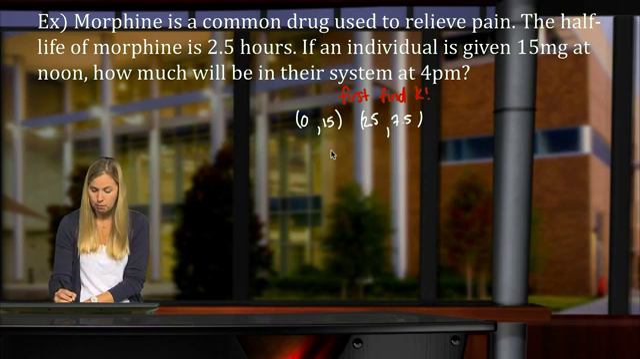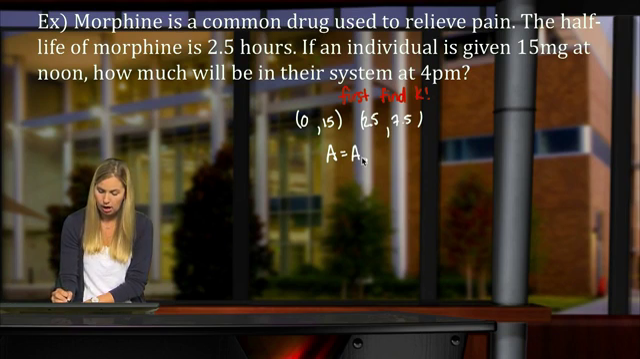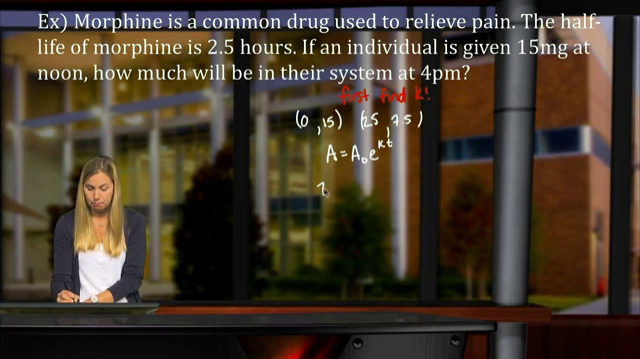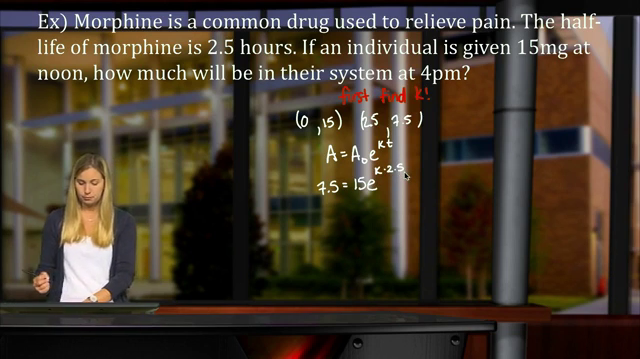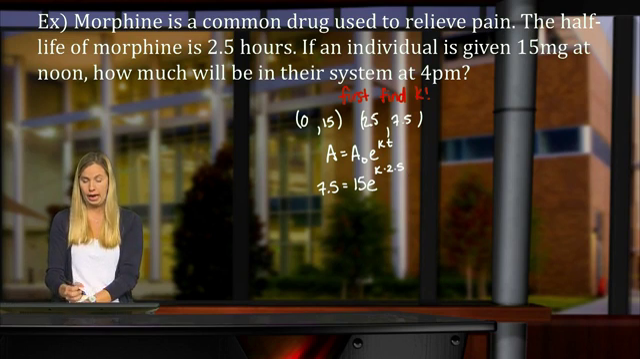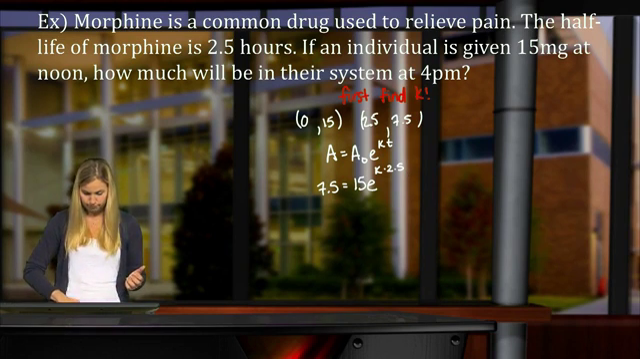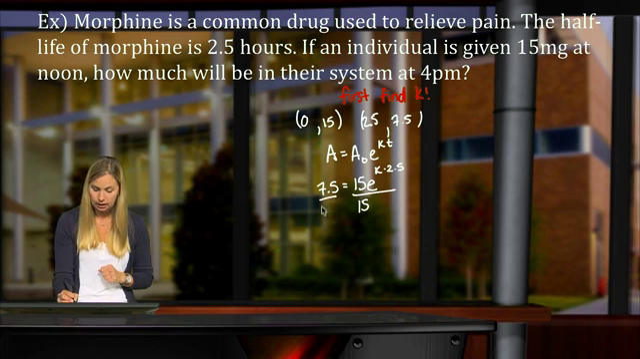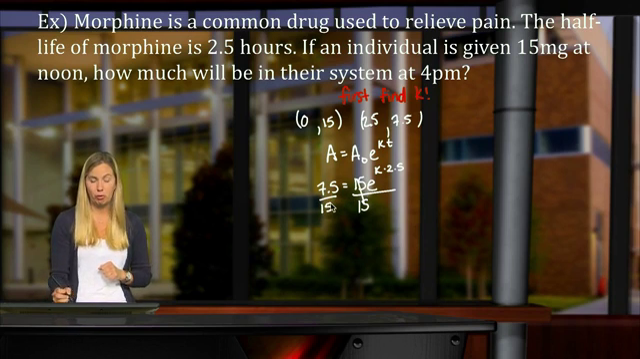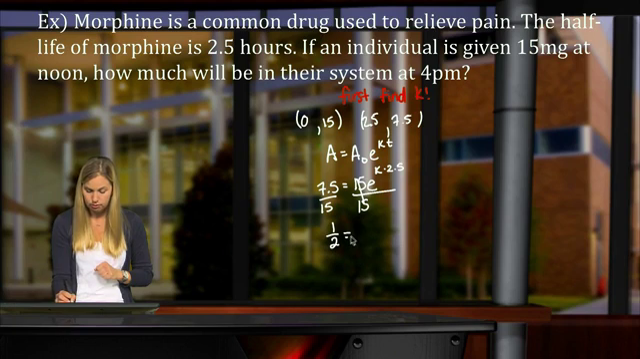We can plug that into our model. A equals A naught e to the kt. Our future amount's going to be 7.5. We started with 15, and that 7.5 occurred after 2.5 hours. Solving for k, just like we did in that previous example, start by isolating your exponential expression. Divide both sides by 15. 7.5 over 15 is 1/2.